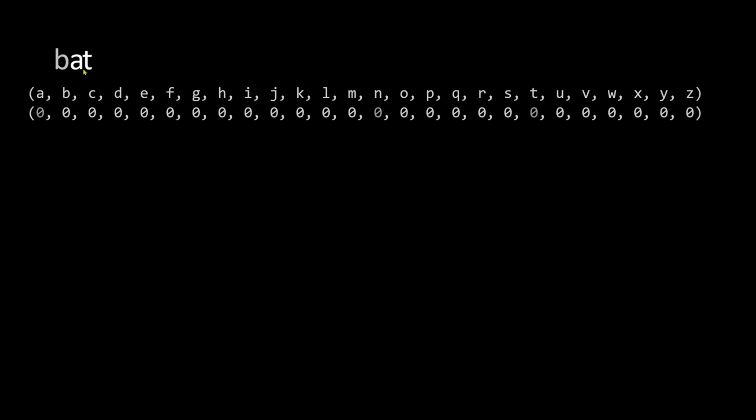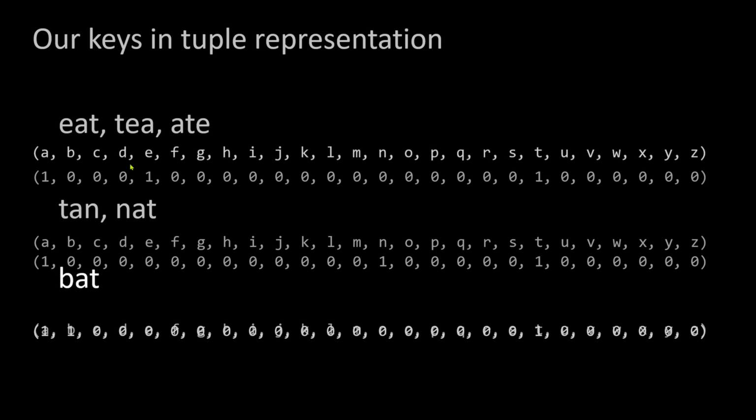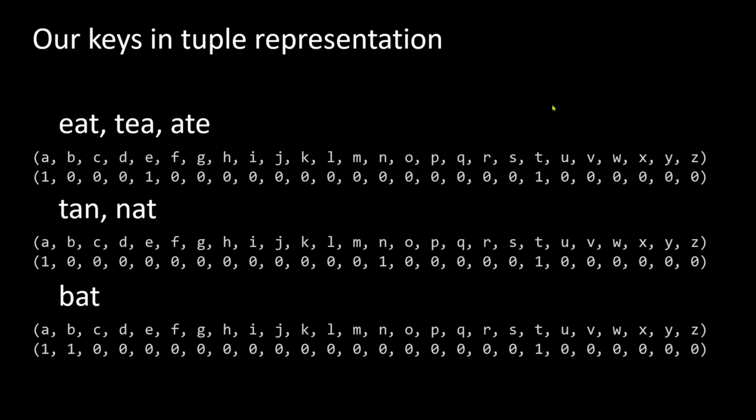Okay, and finally bat. We have one B, one A, and one T. So that's our representation of bat. Now we have our keys, and they are in tuple representation. So these words are represented by this tuple, and bat is represented by this tuple.